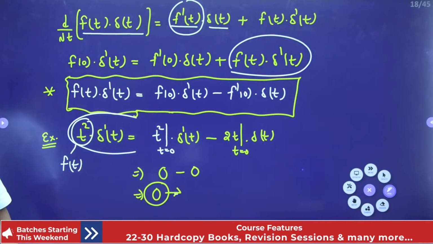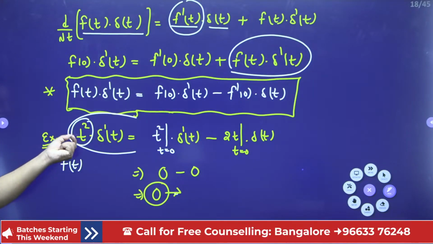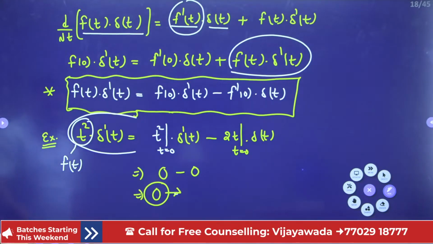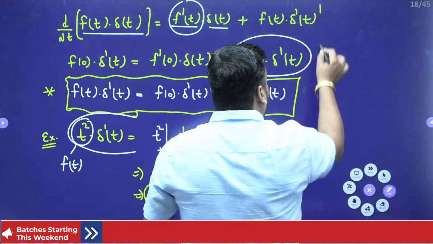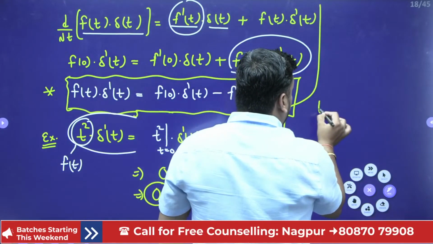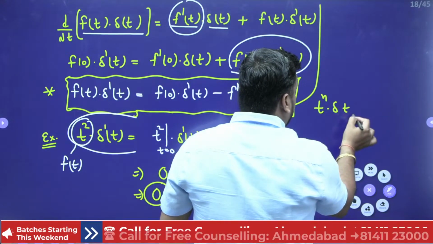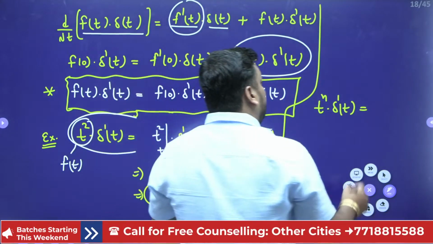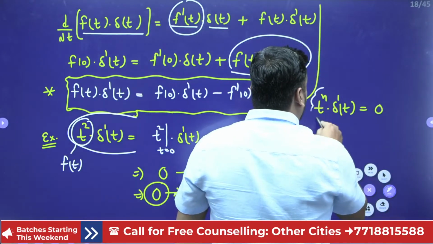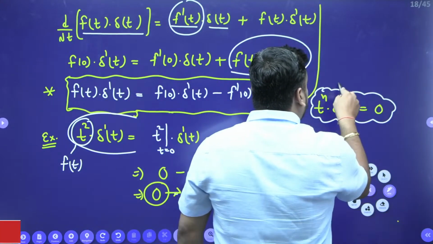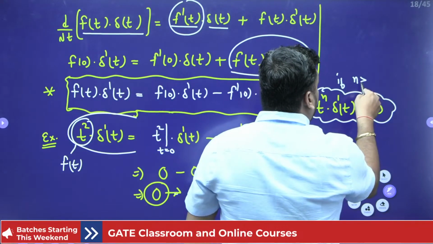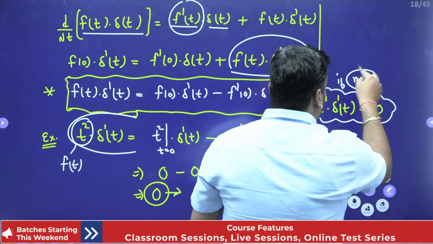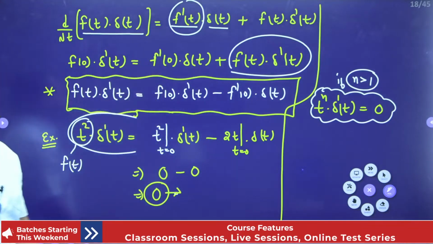Is it clear or not? Very nice, Kalyan beta, very nice. Even if I ask about t cube, t to the power 4, it always becomes 0 only. So you can make a note: what is the important note? t to the power n into del dash t will always be equal to 0 if n is greater than 1. Yeah, 2, 3, 4, 5, 6.